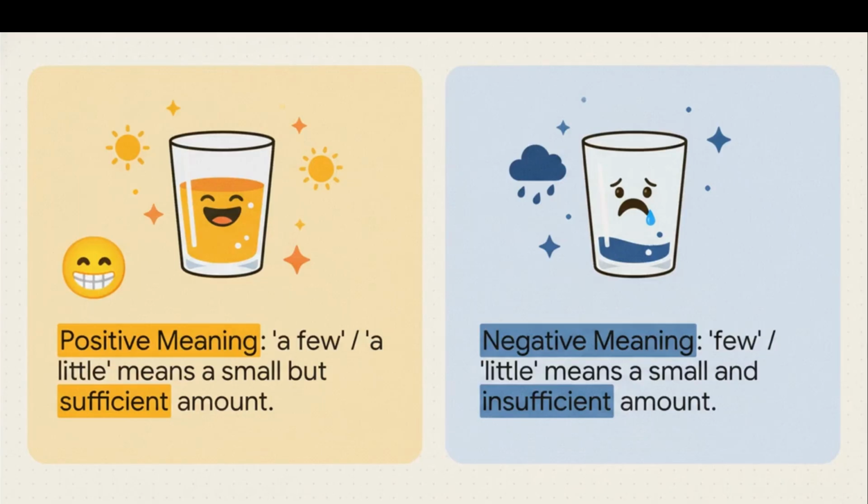When you say a few or a little, it has a positive vibe. It means you have a small amount, but hey, it's enough. You're good. I have a few friends sounds like, yeah, I've got my crew. I'm happy. But then you take away the A and the whole feeling changes. Few and little without the A are negative. It means you have a small amount and it's not enough.